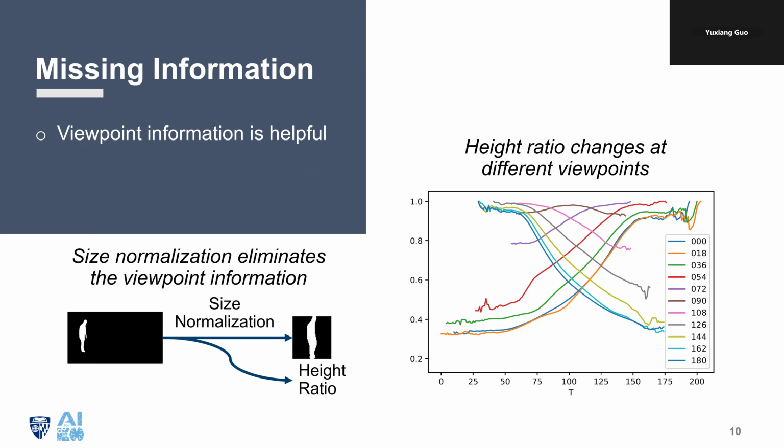Since it provides the viewpoint information, we found that at, like, 90 degrees, the ratio will be a kind of constant. And for the symmetric angles, it will also show a symmetric pattern. Therefore, we could say that the height ratio pattern could serve as a hint for the viewpoint angle.